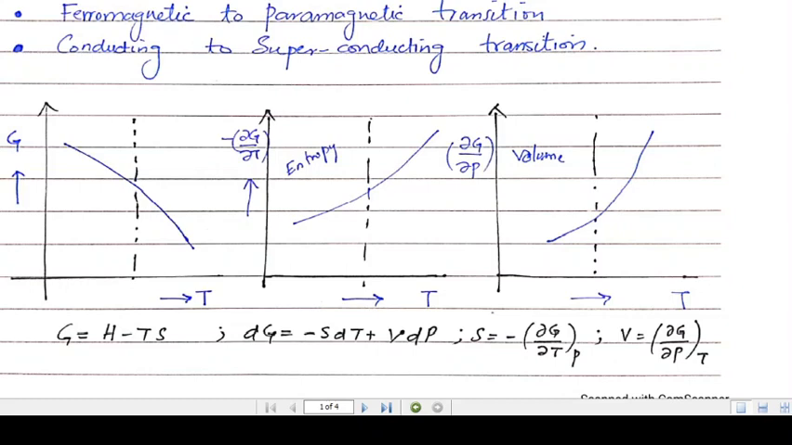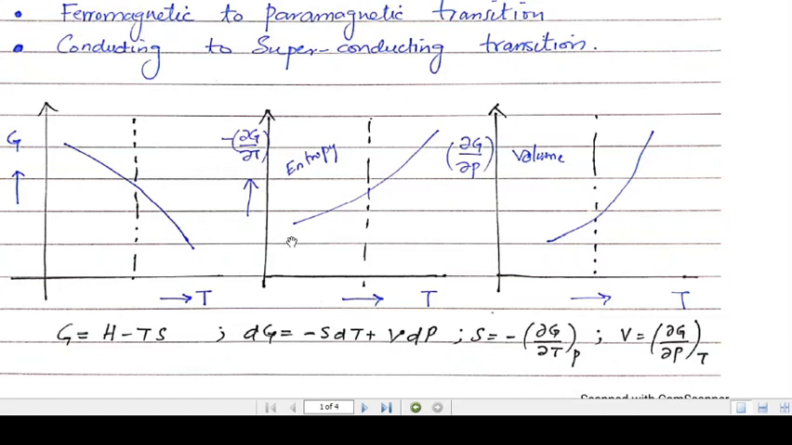We know that the Gibbs free energy is given by H minus TS, and whenever we increase the temperature of the system, the enthalpy of the system increases. But the entropy of the system increases much more rapidly, so the TS term increases more rapidly compared to the increase in enthalpy. So you will observe an overall decrease in the Gibbs free energy.